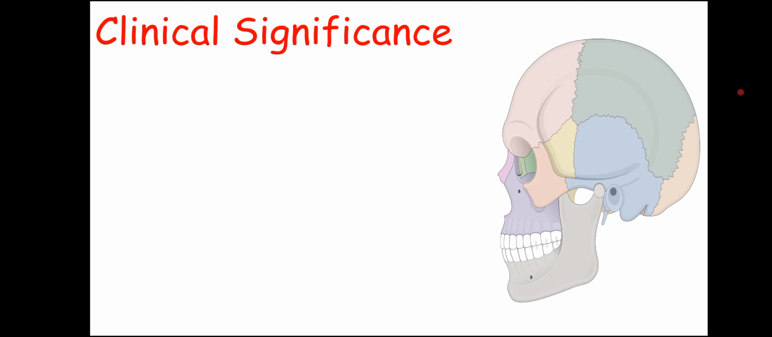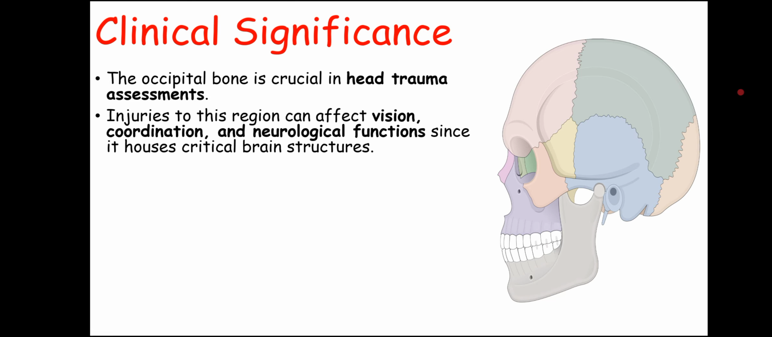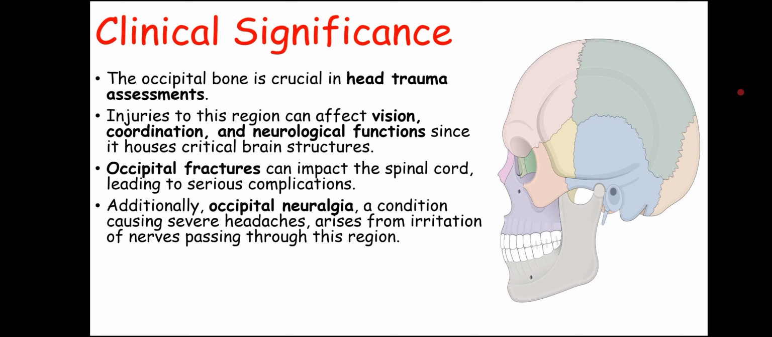Now let's talk about clinical significance of occipital bone. Occipital bone is crucial in head trauma assessments. Injuries in this region can affect vision, coordination, and neurological functions since it houses critical brain structures. Occipital fracture can impact the spinal cord, leading to serious complication.